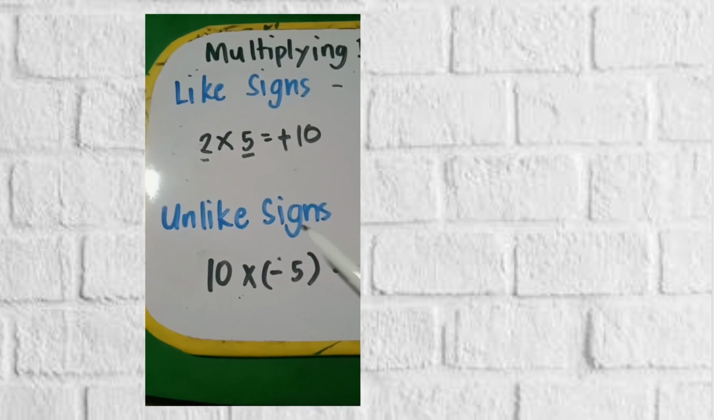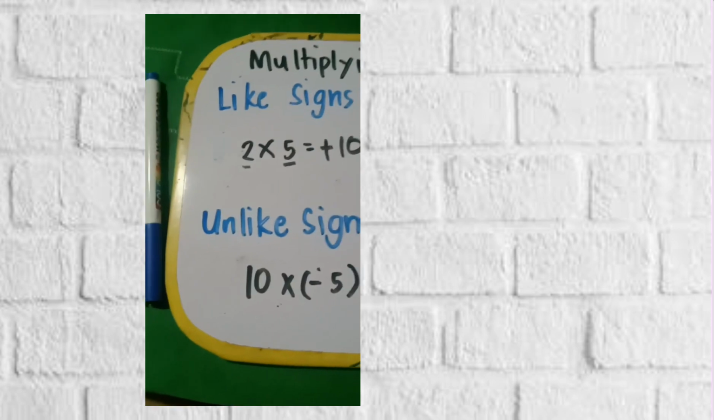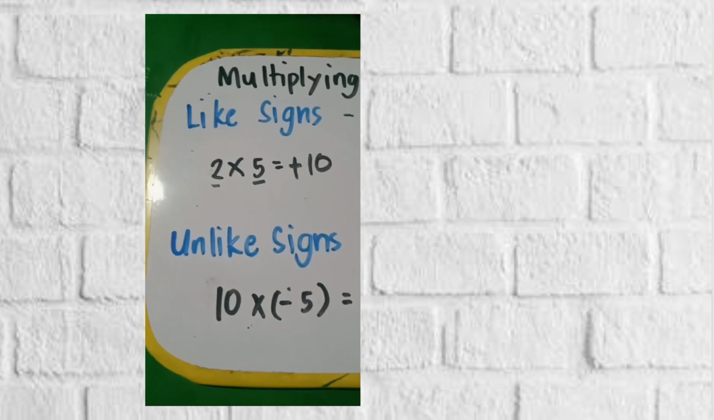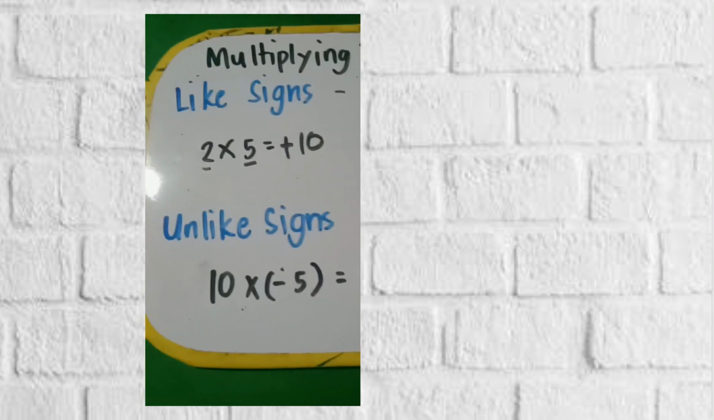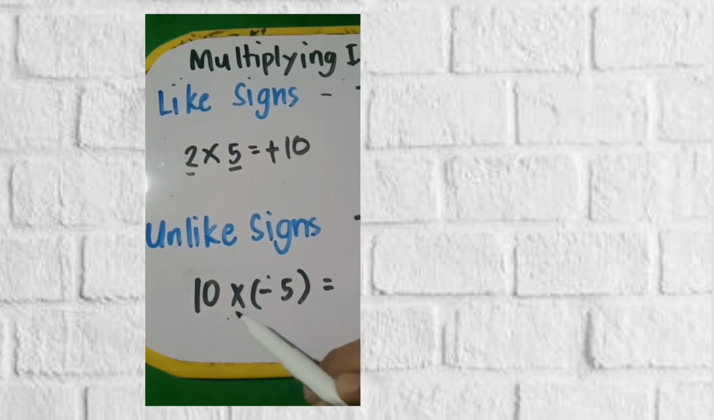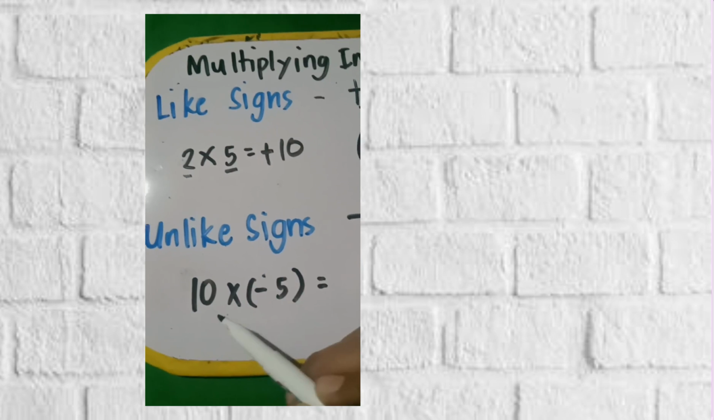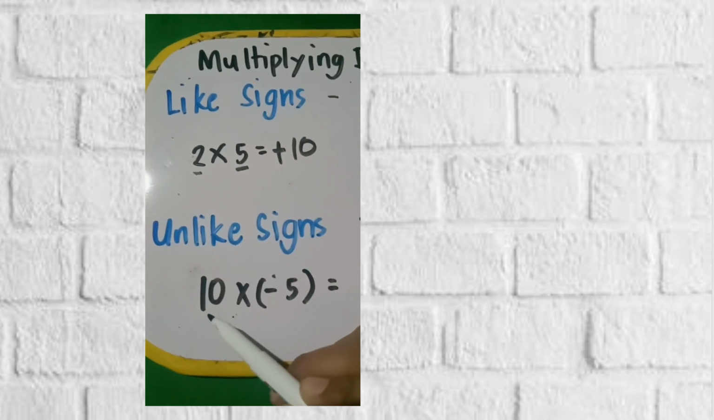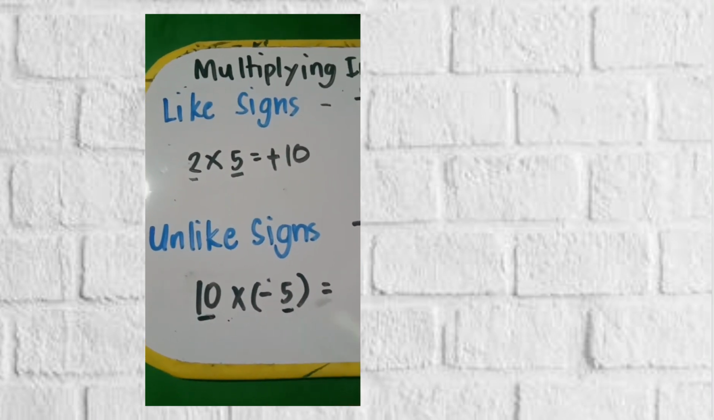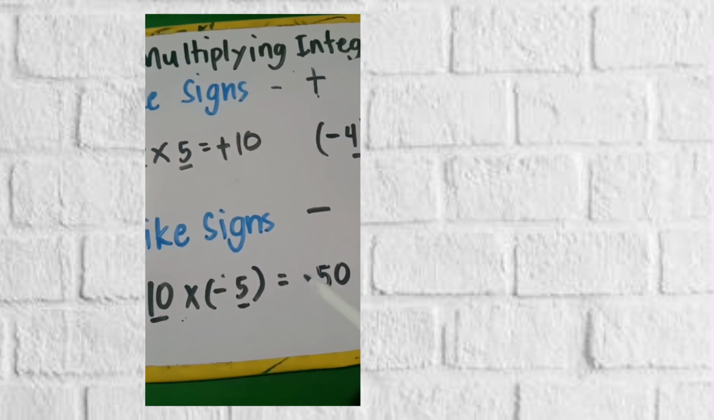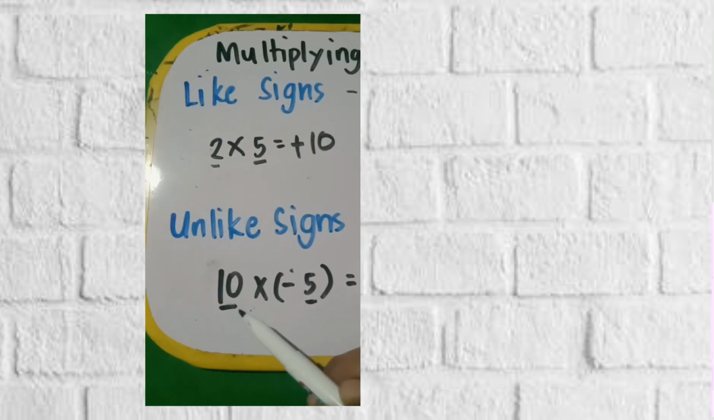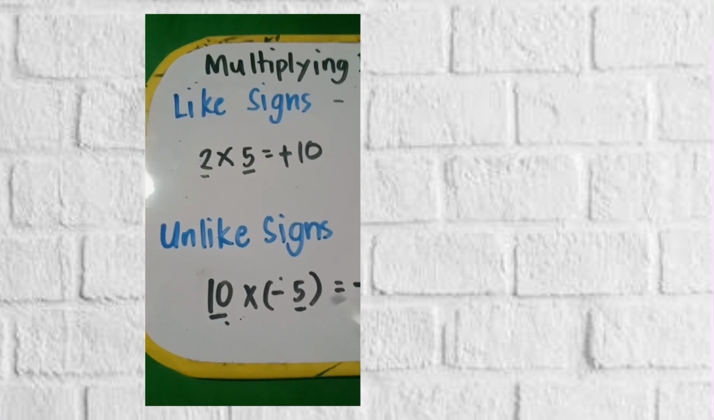When we multiply unlike signs, multiply their absolute values and always take the negative sign. For example, 10 times negative 5. So, multiply their absolute values. 10 times 5 is 50, and then take the negative sign because they are unlike signs.